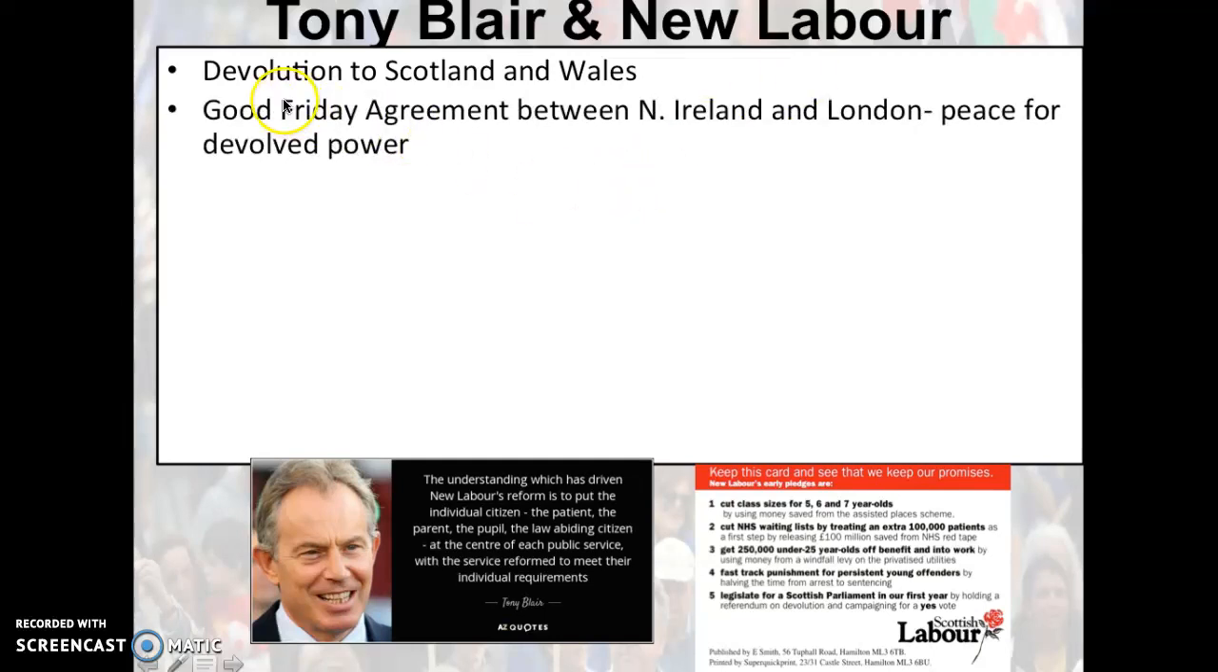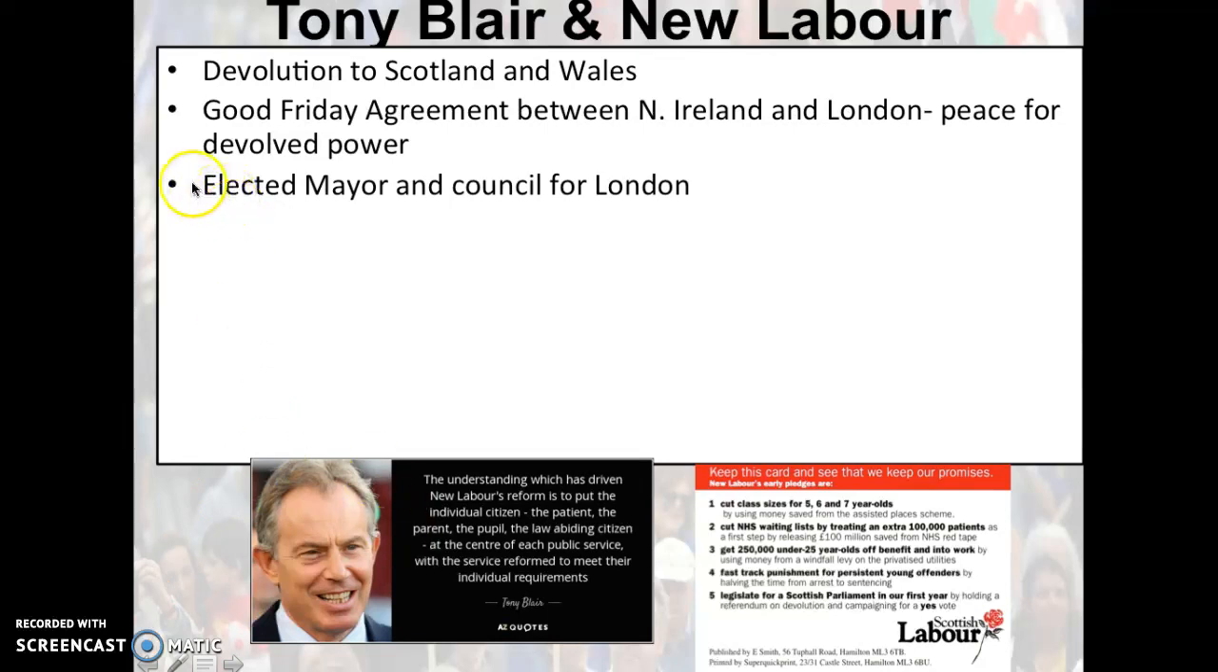He also was responsible for helping negotiate the Good Friday Agreement, which was the agreement between Northern Ireland and London, where there would be a peace from violence from the separatists in Northern Ireland, as long as Northern Ireland could have devolved power. So remember that devolution or devolved power is when your national government agrees to allow smaller subnational governments some control and sovereignty over local policy-making decisions.